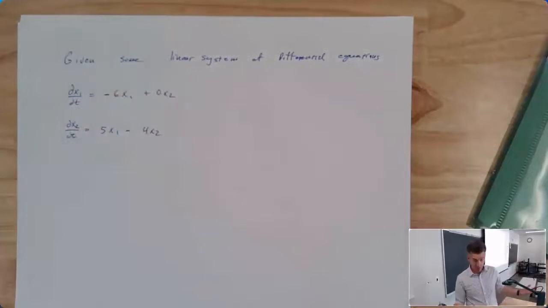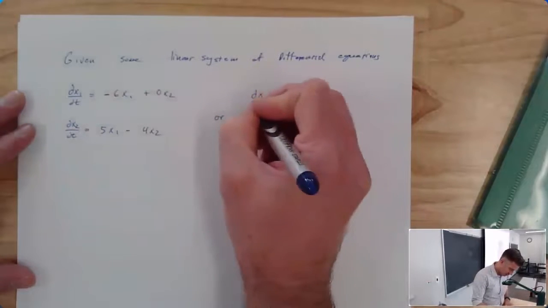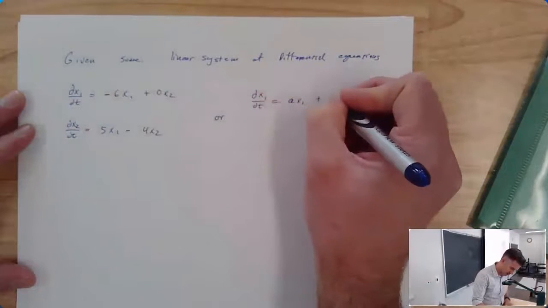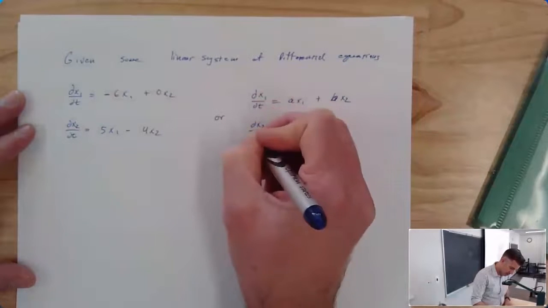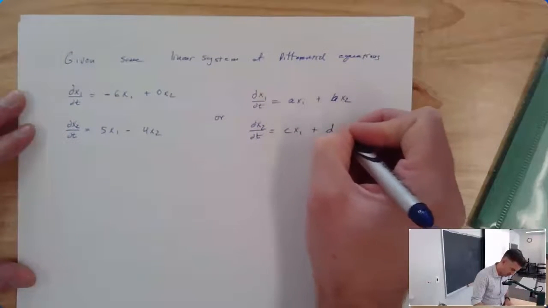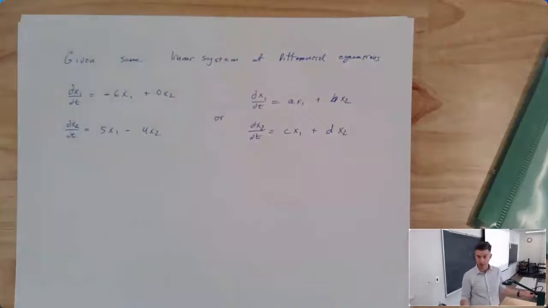Or you can think of it more generally as just dx1/dt equal to something times x1 plus something times x2, and dx2/dt, again, equal to something times x1 plus something times x2. In either case, both of these are going to be represented with a matrix equation.